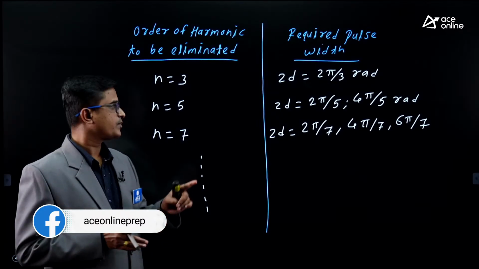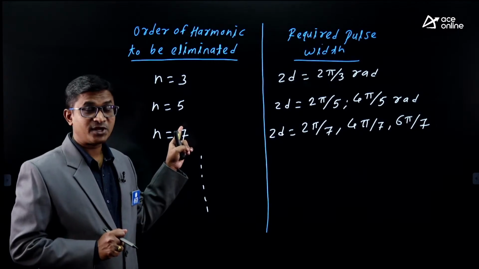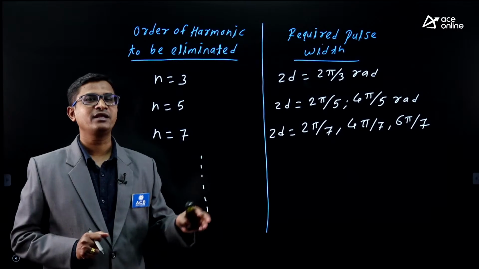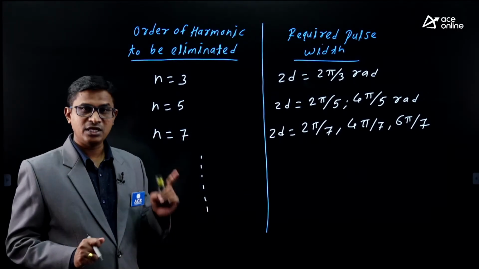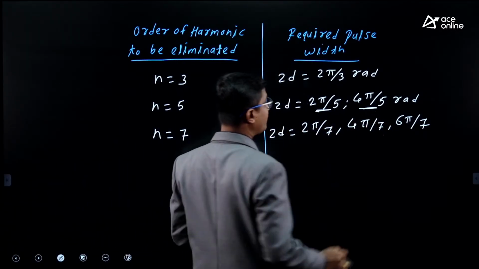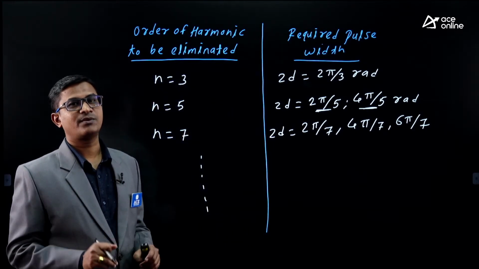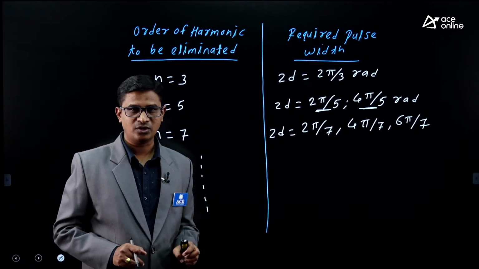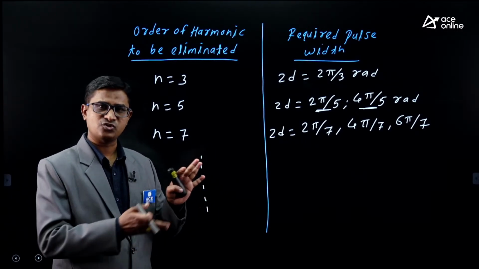Nowadays the trend is, in order to eliminate the fifth harmonic from the output voltage, they will give options like 144 degree, 180 degree, 210 degree, 90 degree. Suppose the 72 degree option is not given, then you need to understand 72 as well as 144, these two are our valid pulse widths. If you check in the books, they have given only 72 degree, but we are having one more valid pulse width, yes or no? Similarly for n is equal to 7, we can check, and for n is equal to 9 and so on.